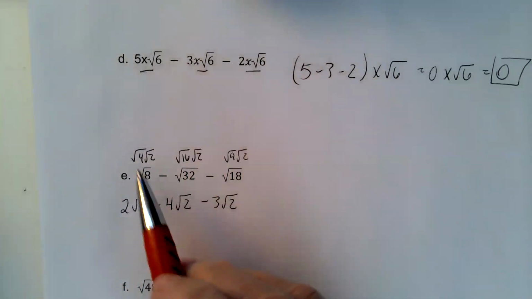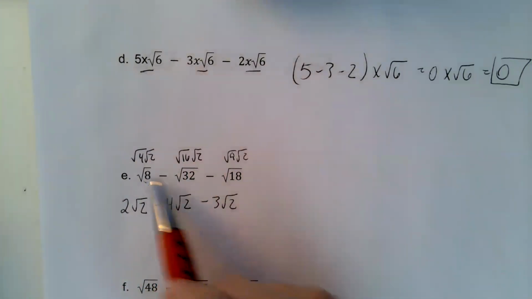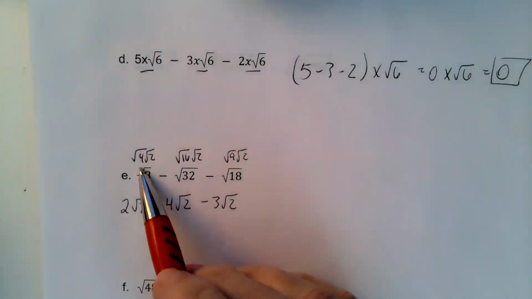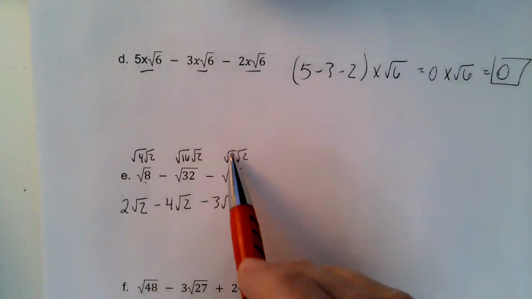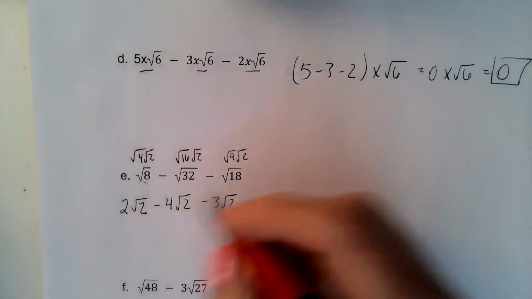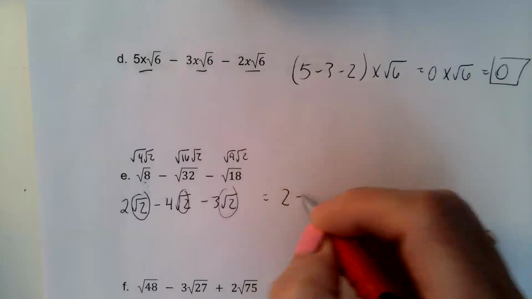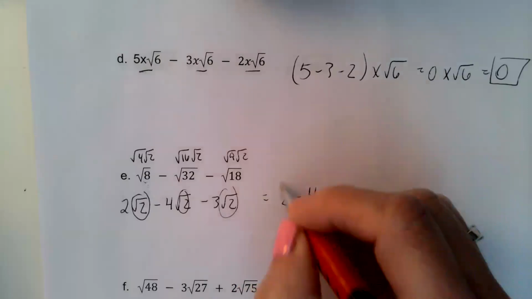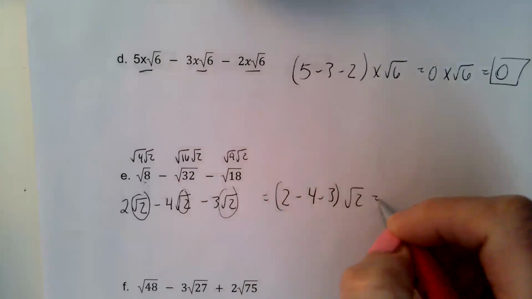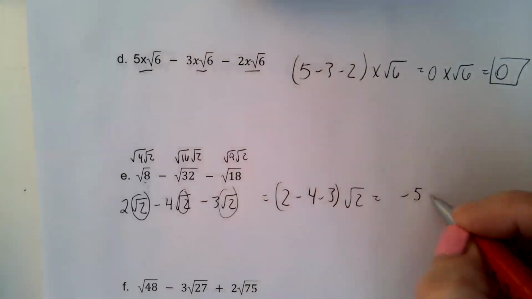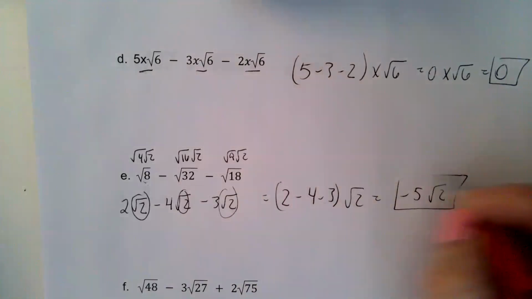So this is what you're doing in your mind. You're figuring out if there's a factor that's a perfect square inside of each of these. And there was a square root of 4, square root of 16, square root of 9. So now they all have a square root of 2. So I can say 2 minus 4 minus 3 times the square root of 2 is 2 minus 7, or a negative 5 times the square root of 2.